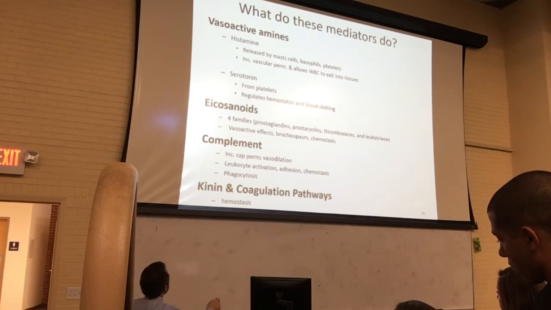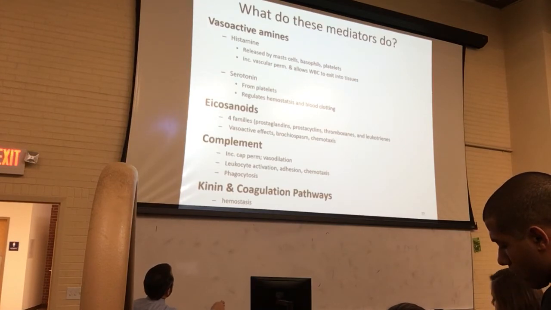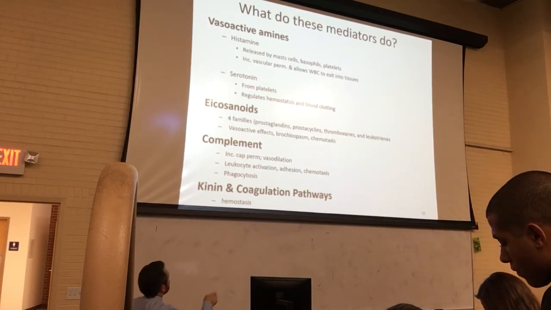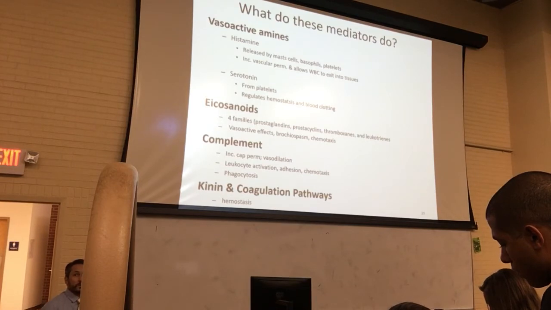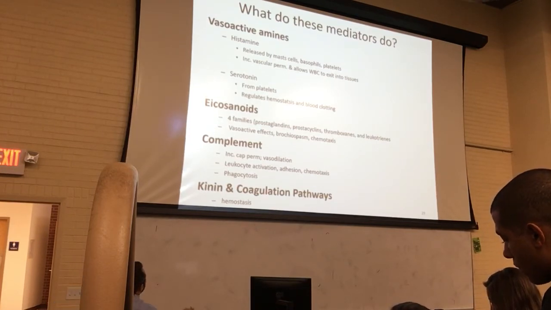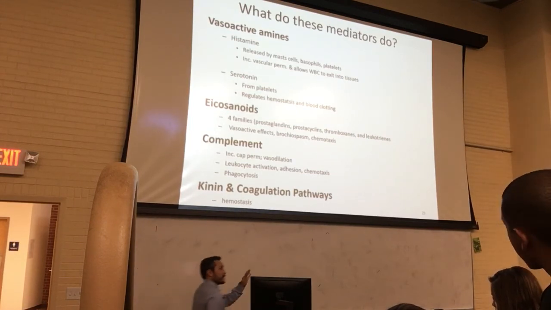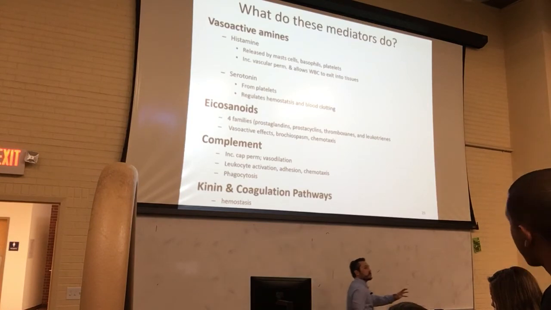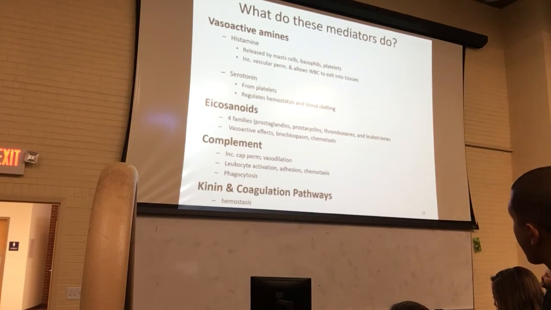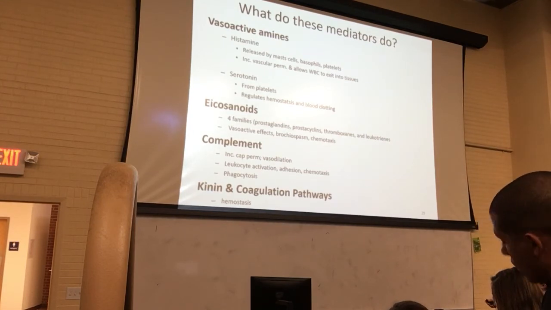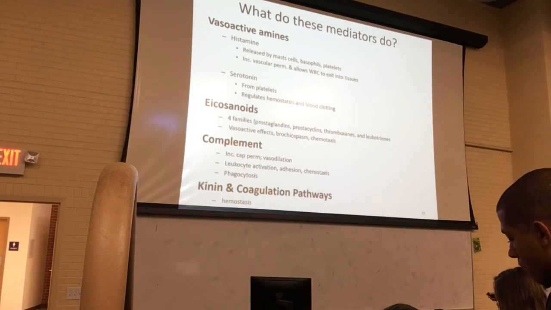Serotonin. This comes from platelets. It stimulates chemostasis and blood clotting. This is important for the thing that we just talked about, right? With the coagulation cascade, which is all the way at the bottom. Serotonin does the same thing. We talked about the eicosanoids, the family of 20 carbon chain molecules that are derived from phospholipids, and they form an intermediate known as arachidonic acid. They have vasoactive effects, right? They stimulate vasodilation as well as some vasoconstriction. They cause chemotaxis, and in extreme cases, they cause bronchospasm.